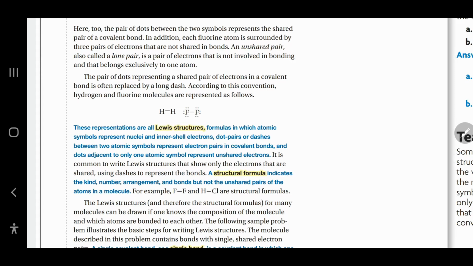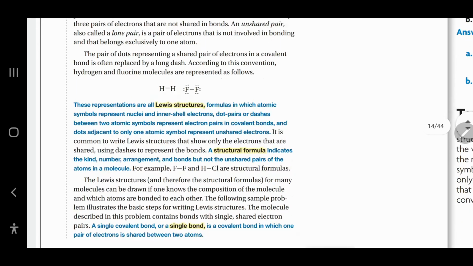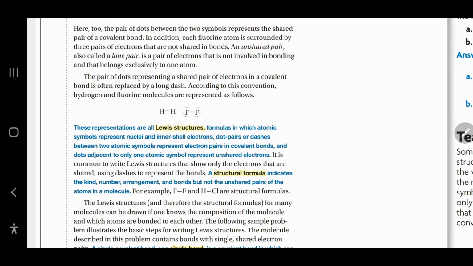While dot pairs or dashes between two atomic symbols represent electron pairs in a covalent bond, which means that we are using only the outer shell electrons or the valence electrons to represent the covalent bond. And each two electrons, as said before, will form one bond.